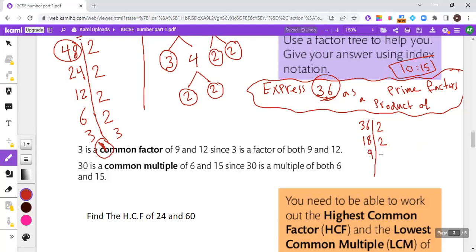Here is your mistake. You divide by 2. You cannot divide 9 by 2, Omar. You divide 9 by 3. 3. And 3 divided by 3 is 1. So it is 2 power 2 times 3 power 2. Okay, Omar, you got it? Okay. Thank you.